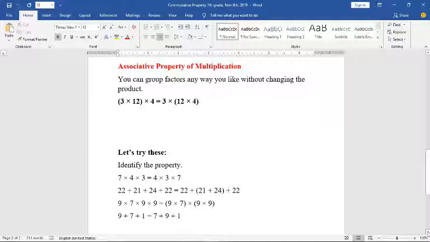that here we have to multiply. You can group factors, that means you can put factors together any way you like without changing the product. 3 times 12 is 36. 36 times 4 equals 3 times 12 times 4. I group 12 and 4 here. Here I group 3 and 12. And both ways I'm going to get the same answer. You can group factors any way you like without changing the product.